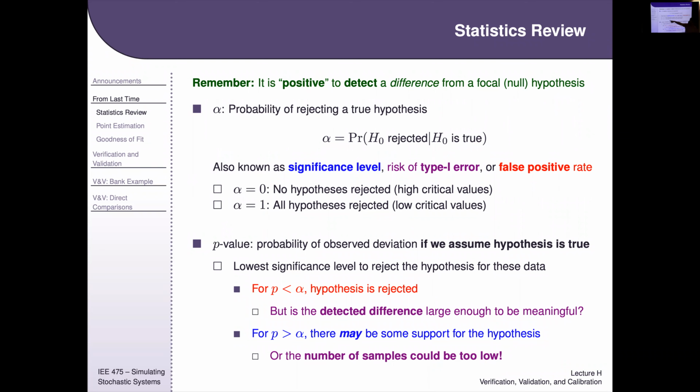And so we talked about this last time. If a test has alpha equal to 0, you don't reject anything. If it has alpha equal to 1, all hypotheses are rejected. And then the p-value is related to that, where that's actually the probability of the observed deviation if we assume the hypothesis is true. So again, if we assume that this is the normal case, the null case, and we got these data, we'd say, well, if we look at the distribution of data we could have gotten under the null, then how often would we have gotten these data or data even farther from the mean, or even farther from the center of that distribution? And that is the p-value.